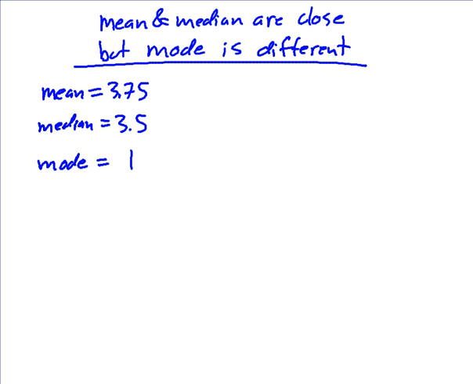Another possibility is what happens if the mean and median are close to each other, but the mode is different. That should imply that the distribution is in some way not a normal-like distribution. It's not bell-curved. So let's look at what this might look like. We can look at this as an original data set. The mode is 1, so clearly that's the most frequent. And maybe it could look something like this.